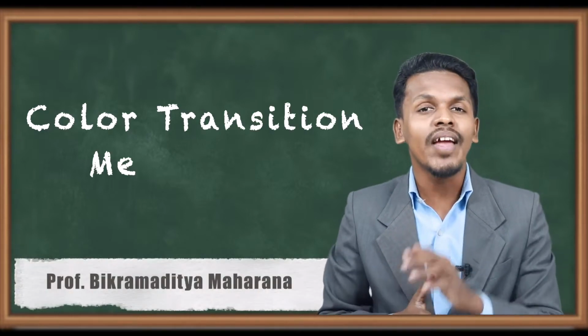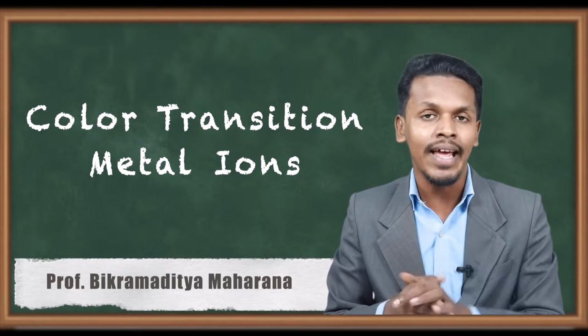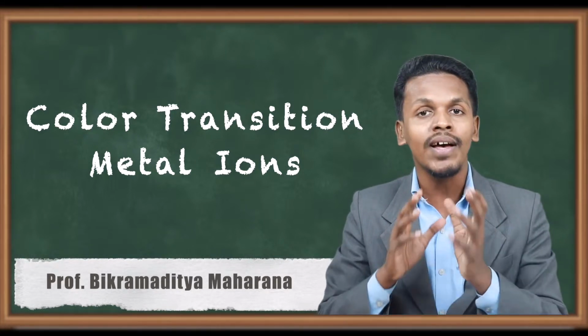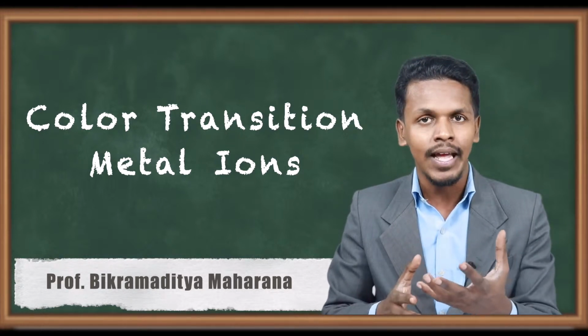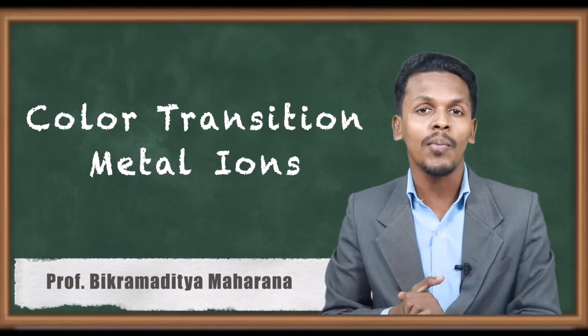Hello friends, in the previous topic we discussed the factors that were responsible for the color of the transition metal ions, and now in this topic we are going to talk about the colors of the transition metal ions. So what are the different colors that could be exhibited by a particular atom, especially the 3d transition series? This is what I'm going to talk about in this topic.